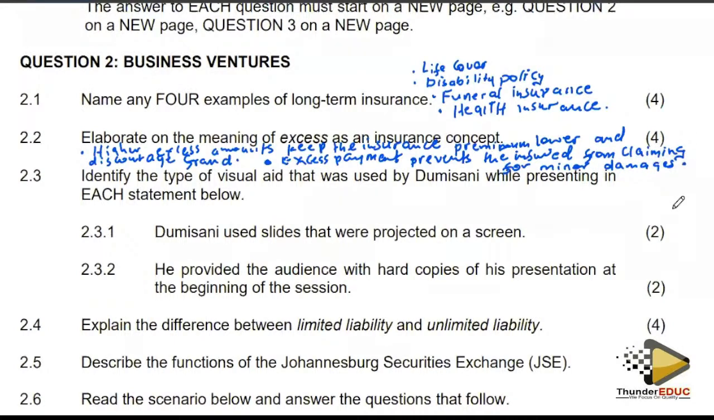Okay, right. So now moving on to 2.3, identify the type of visual aid that was used by Nissan while presenting in each statement below. So now, if we check the presentation below, 2.3.1, you have PowerPoint or data projector.